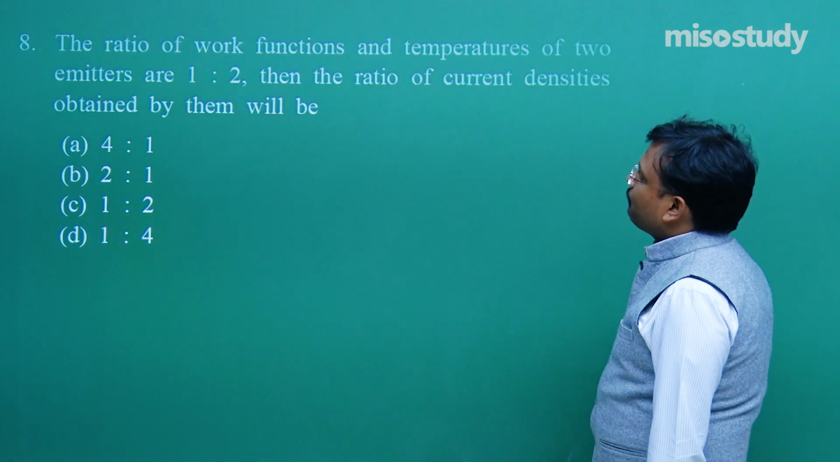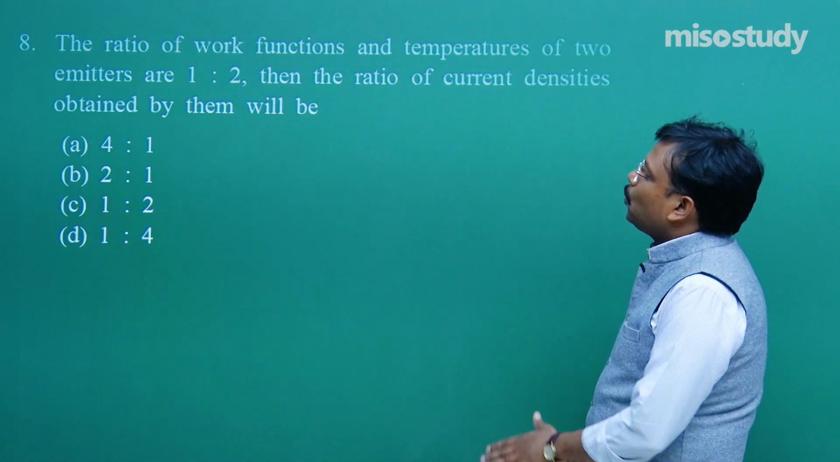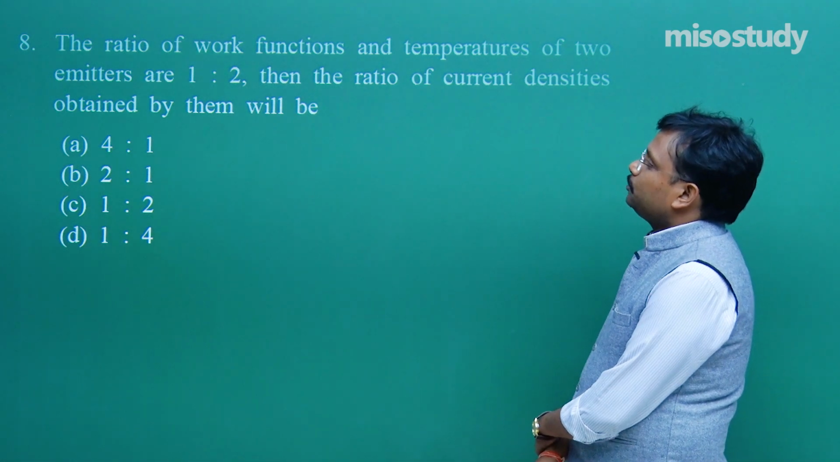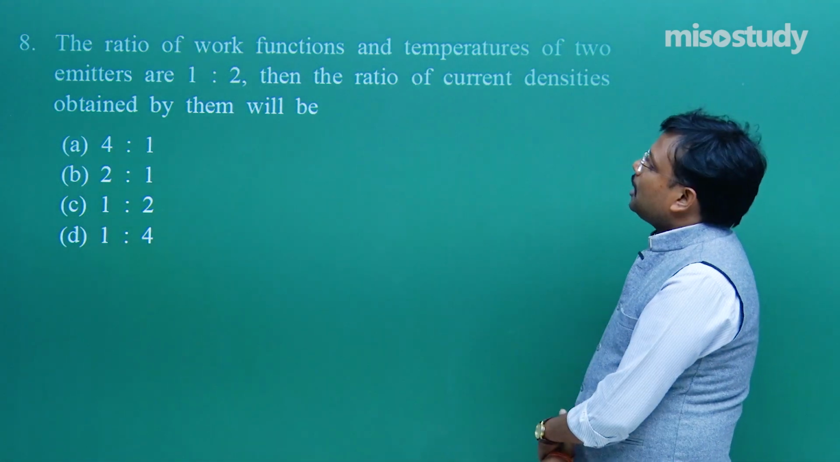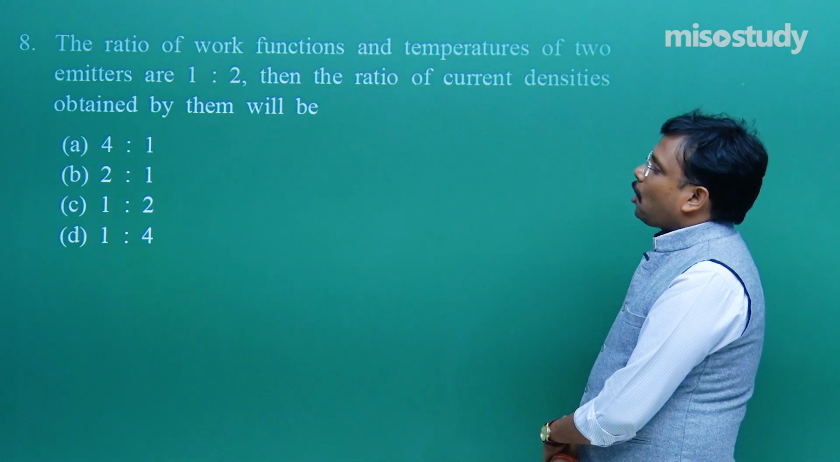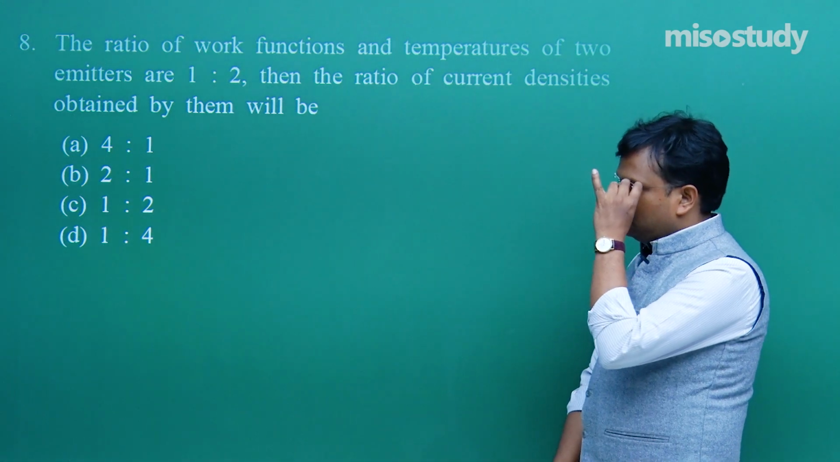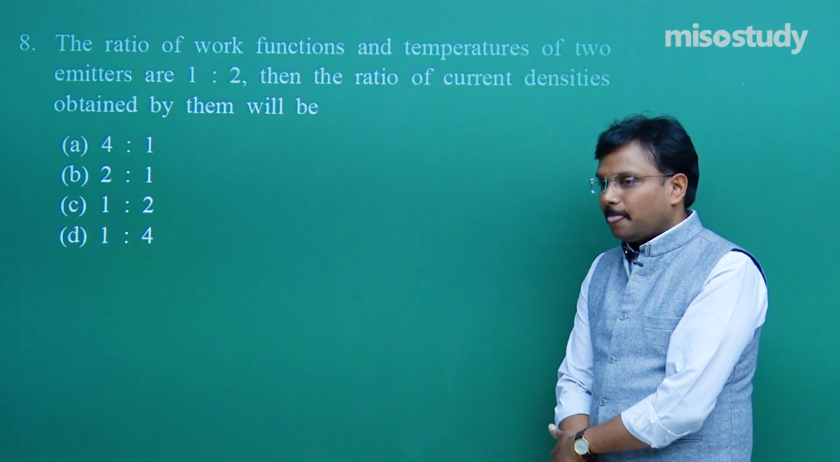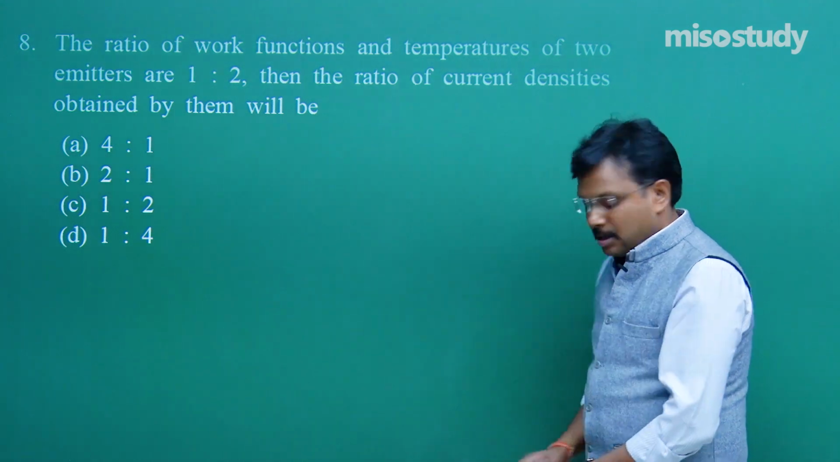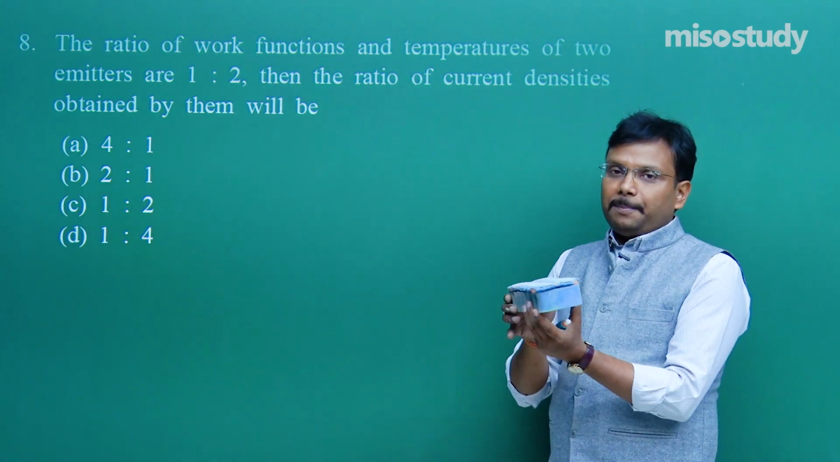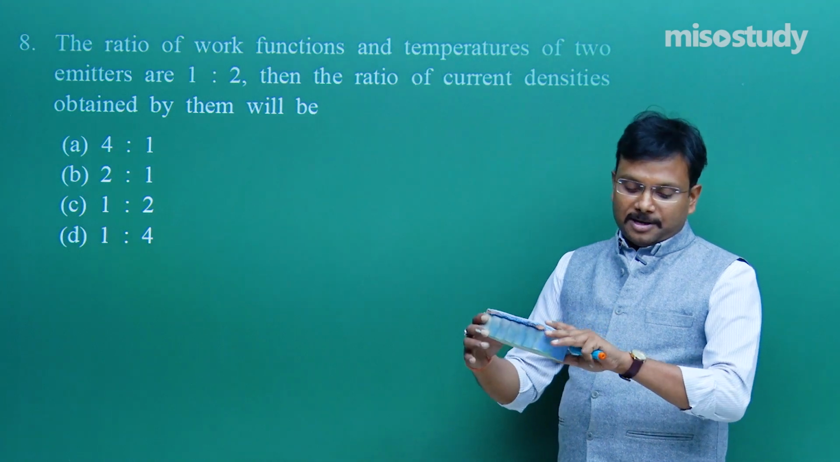The ratio of work functions and temperatures of two emitters 1 and 2 is 1:2. Then the ratio of current densities obtained by them will be how much? Now, why did I place this question? The reason is simple. There is one simple concept associated over here, that is why I placed this question.